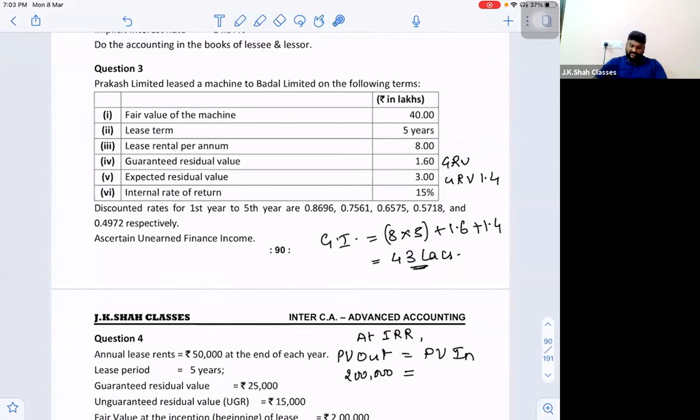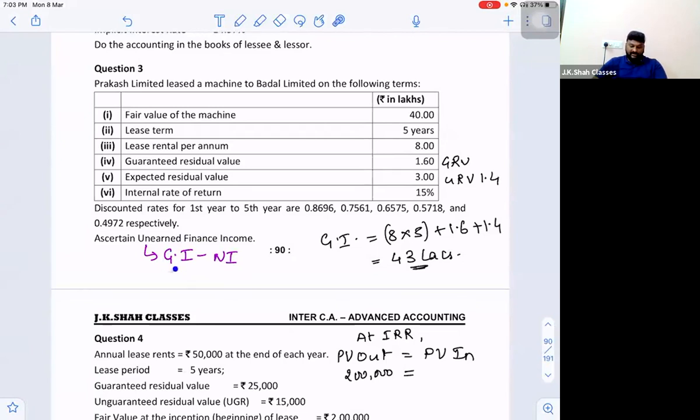Question number 3. What it says, Prakash Limited leased the machine to Badal Limited on the following terms. So Prakash Limited is the lessor and Badal Limited is the lessee. What we have to do is ascertain the unearned finance income. Unearned finance income is calculated by the lessor, and the formula is gross investment minus net investment.